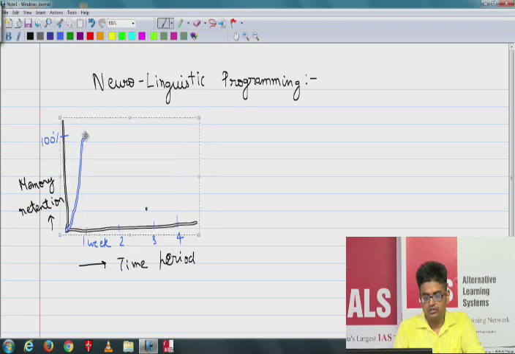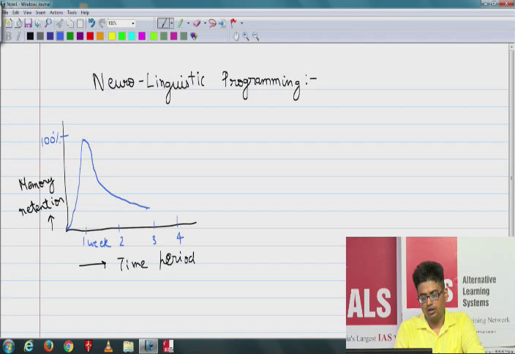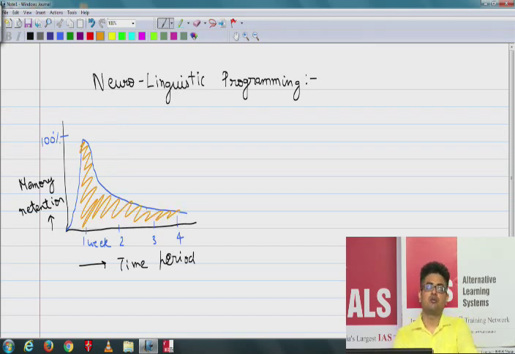So without revision, somebody is not revising, this graph will continue to fall, memory retention. The area under this graph represents how much you have actually remembered.